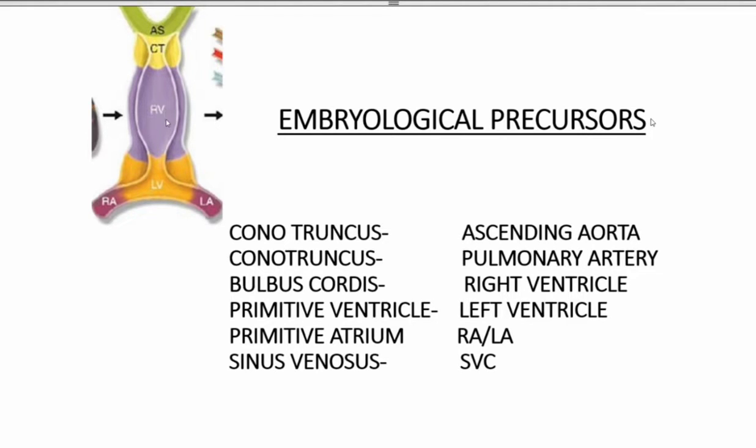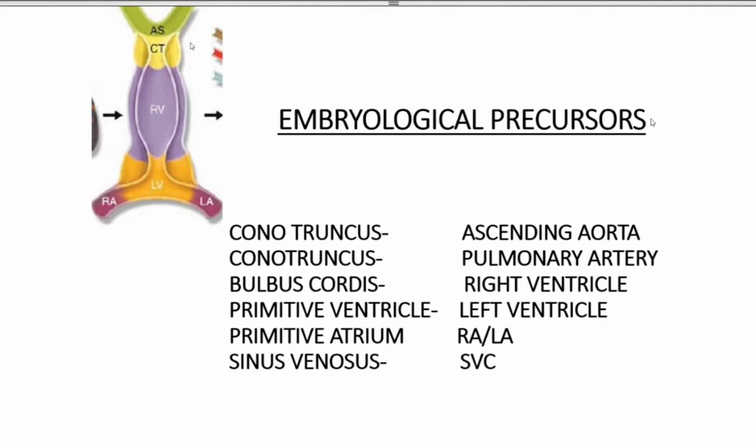The primitive heart actually is a straight tube, which is the fusion of two parallel tubes. After the fusion of the two parallel tubes, there is a single tube, and blood flows from the caudal end to the cranial end. The caudal end is the venous end, the cranial end is the arterial end. So let us look at the components of the early embryological heart from the arterial end to the venous end, or from the cranial end to the caudal end.